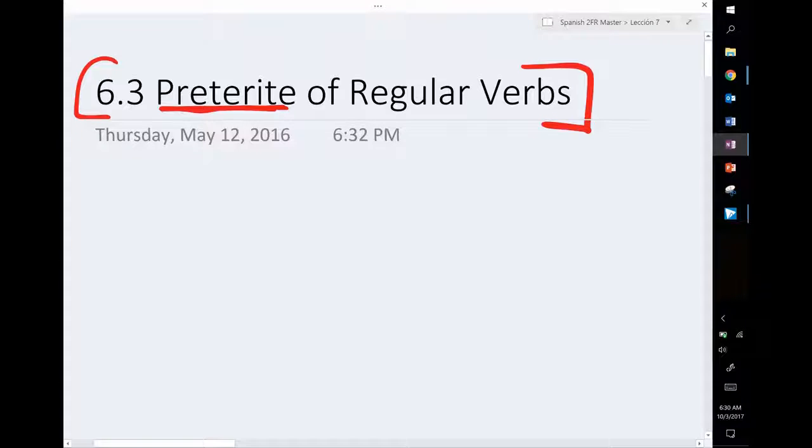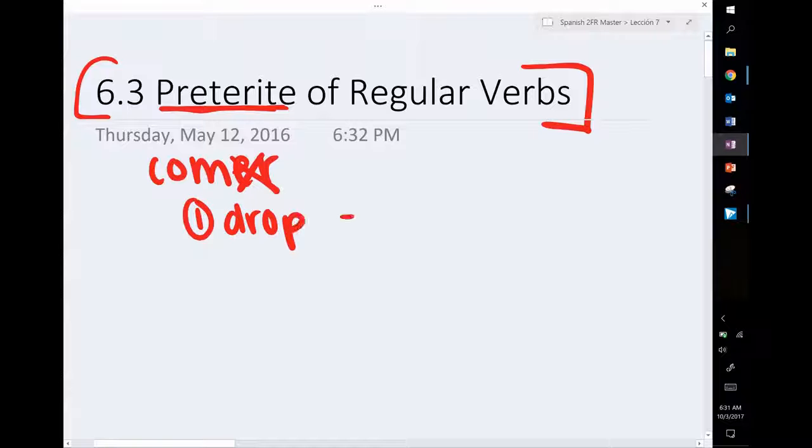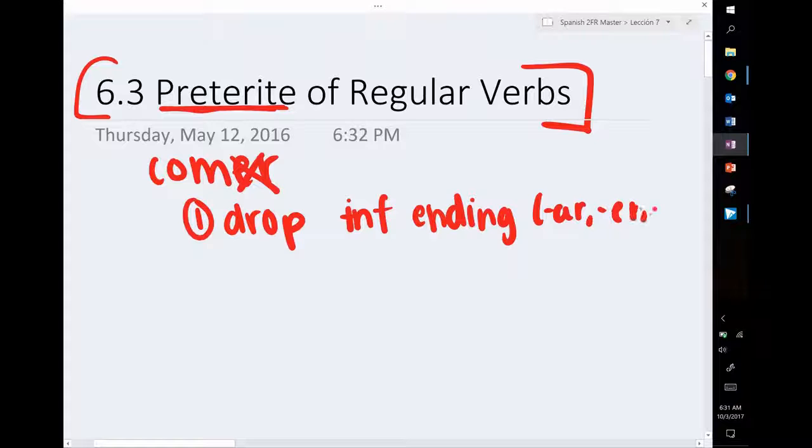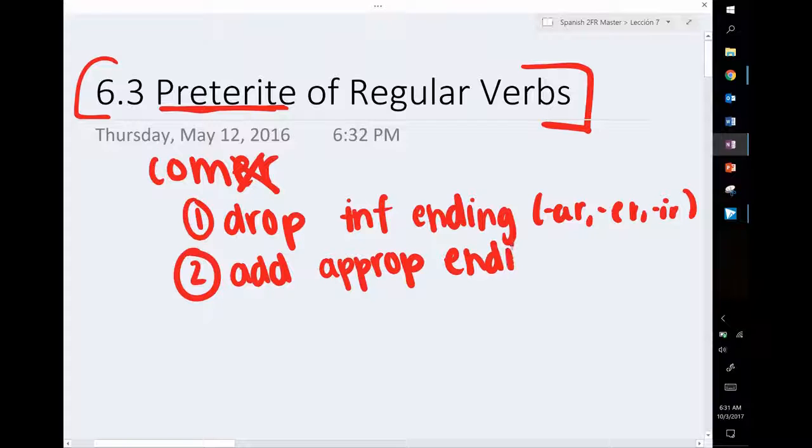Before we get started on the preterite, let's really quick recap the present tense that you learned last year in Spanish 1. So last year in Spanish 1, you learned how to conjugate a verb. Like if I give you the verb comer, you know to conjugate it, the first thing you need to do is drop your infinitive ending, and that would be our AR, ER, IR endings. And 2, then you would add the appropriate endings according to your subject.